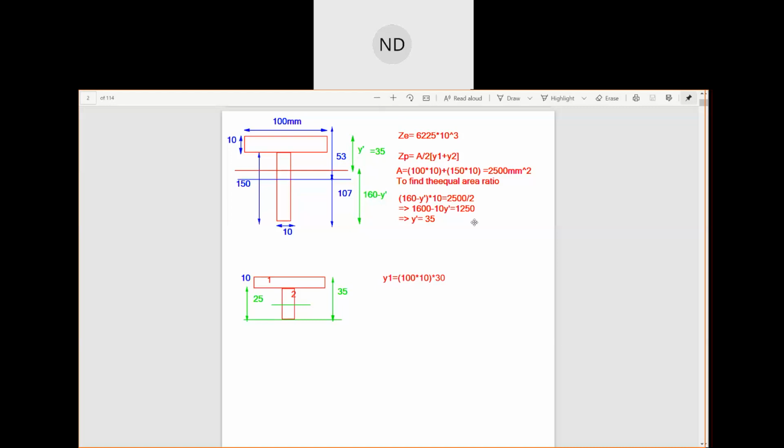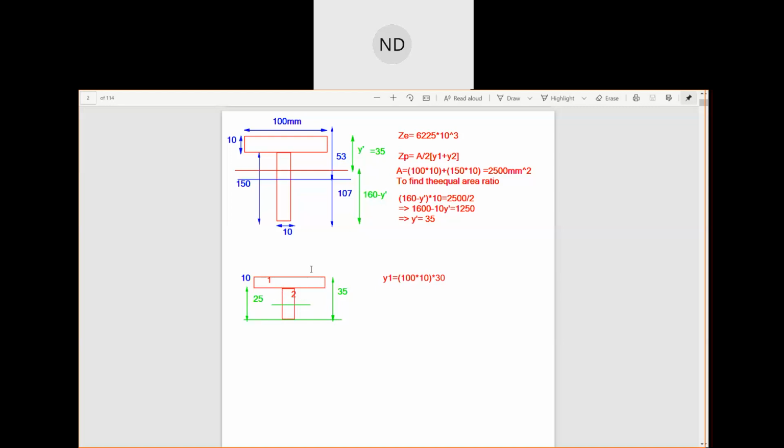Okay. So what we were doing? Yeah. So y1 is how much? We have to find out this y1 and y2. Okay. So we know this is our equality axis, which is 35. Now to find out y1, you have how many members above this? There are two members now above the equality axis.